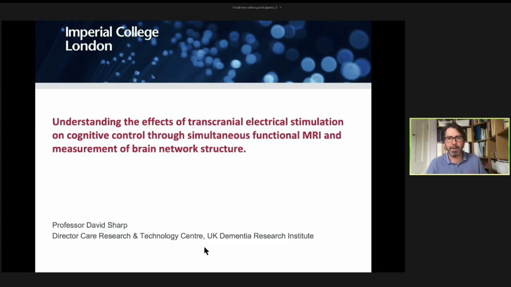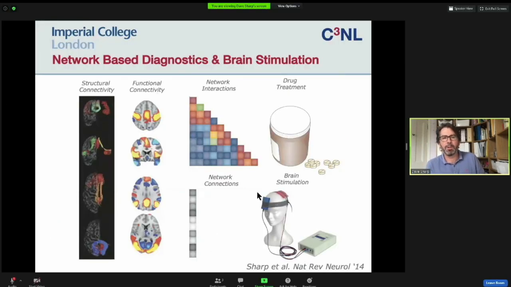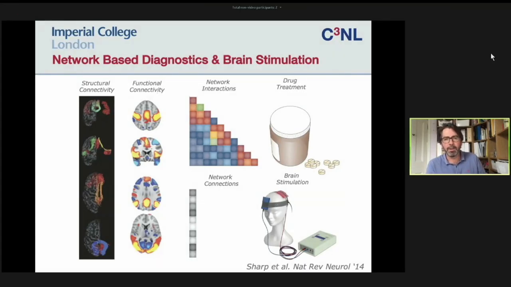I'm going to be talking today about the use of transcranial electrical stimulation with a simultaneous functional MRI experiment. So my group's been interested for a while in the use of network diagnostics, so defining the structure and function of brain networks, for example, the salience network or the default mode network, and looking at whether that influences the response to treatments. For example, drug treatment or, as we're discussing today, non-invasive brain stimulation.